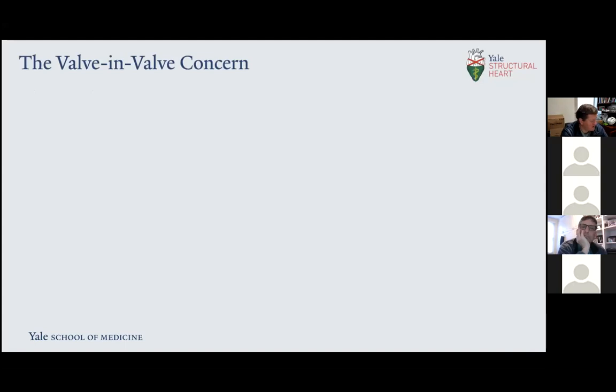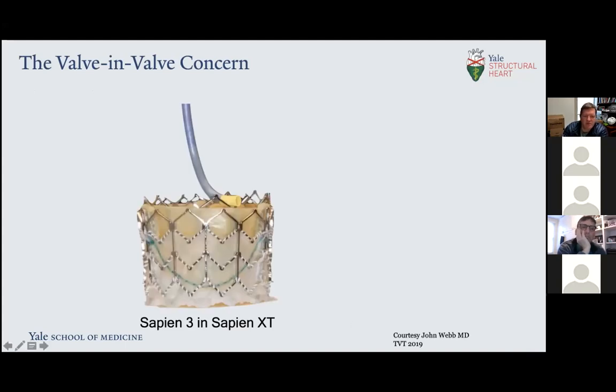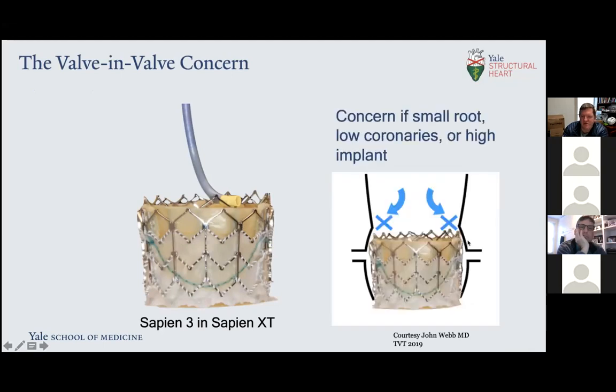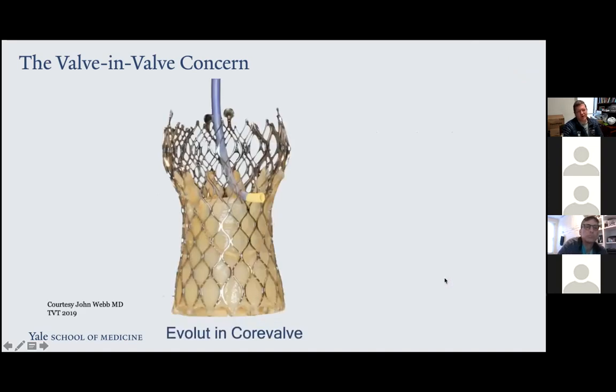I want to finish just here and save 5 or 10 minutes for questions with the valve-in-valve concern. The main concern here is when you're putting in, so here's a Sapien 3 valve inside a Sapien XT valve, and you can see the leaflets of the old valve. It gets pushed off to the side. And if you do that in valves like this, it's going to be nearly impossible to re-engage the coronaries. Now, this is a patient who has low coronary heights. If the valve's been implanted a little bit lower, you may be able to re-engage them, but it's going to be tough. When we're talking about Evolut valves, it's even more difficult.